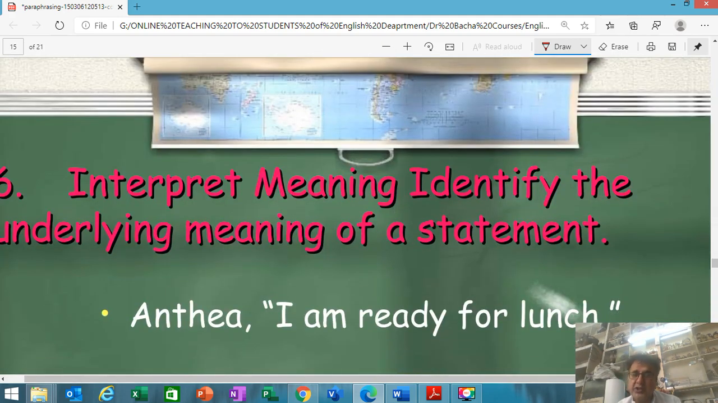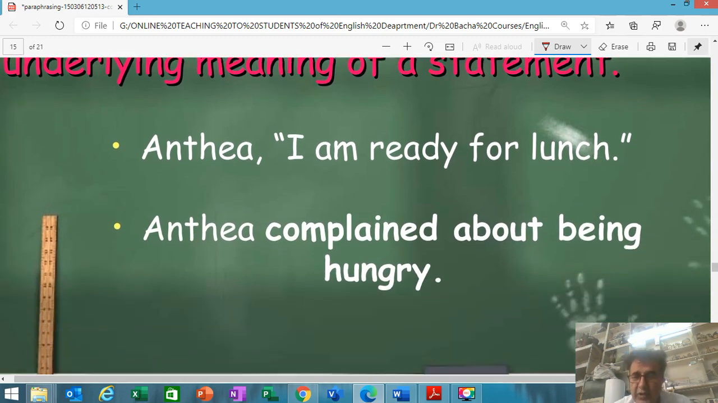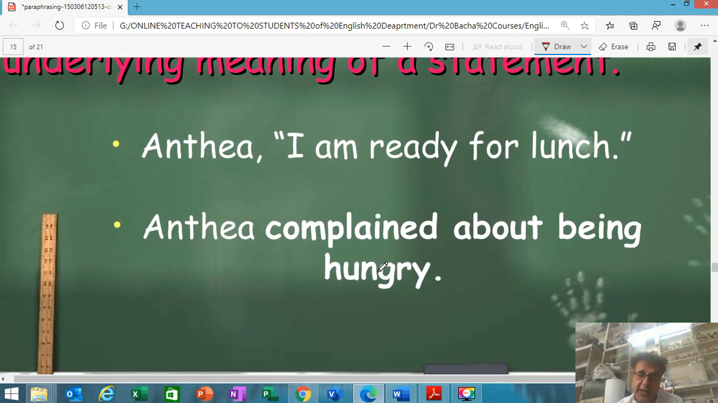So you have to interpret meanings, identify the underlying meaning of a statement. All right, "Anthea, I'm ready for lunch." "Anthea complained about being hungry." All right, now you explain and interpret this sentence there.